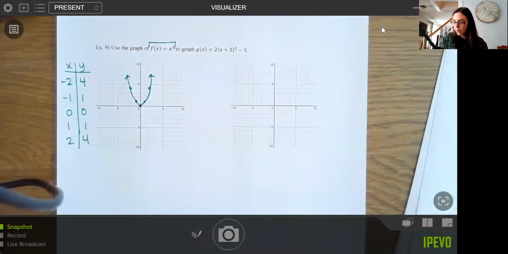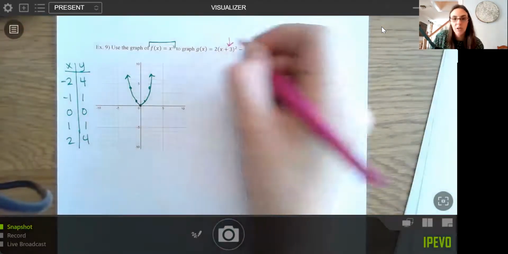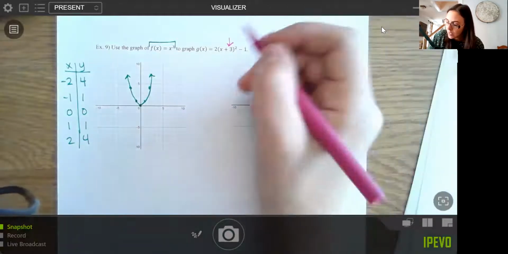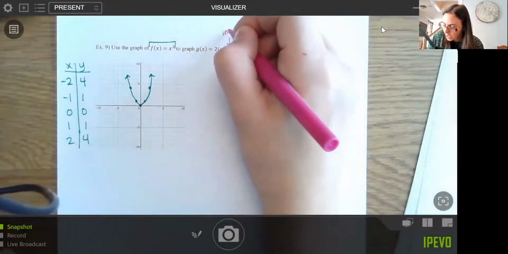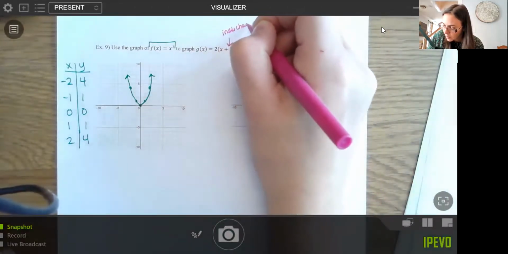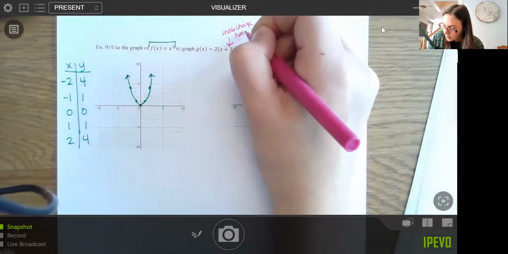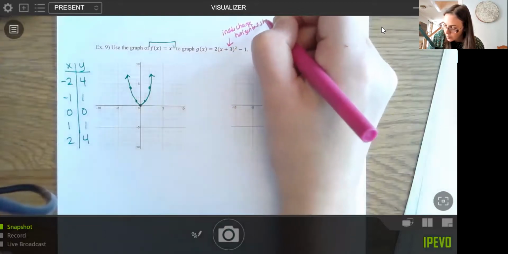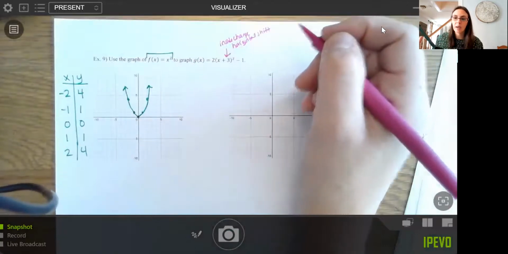Okay. Now we're going to go ahead and just go in order. So remember, you start inside parentheses first. So you're always going to start with your horizontal shifts if you have them. So here, right, we have an inside change. This is a horizontal shift, and it's a shift because it's a plus or minus. So all your shifts are plus or minuses.